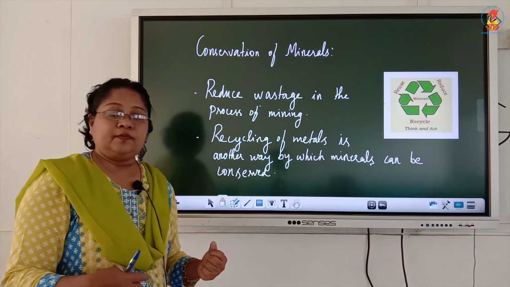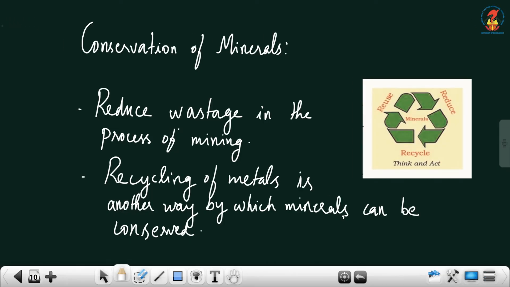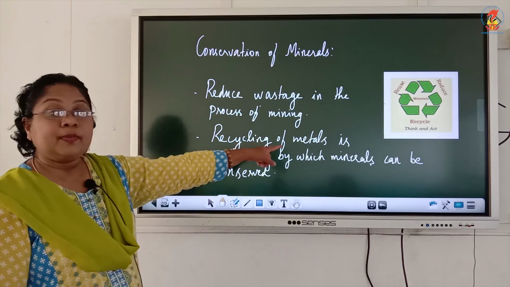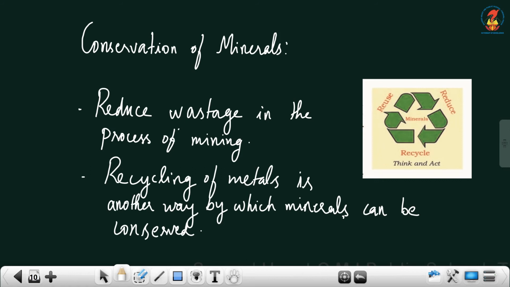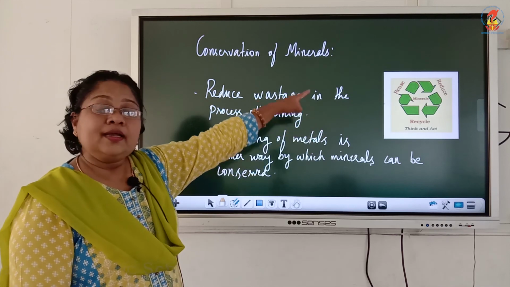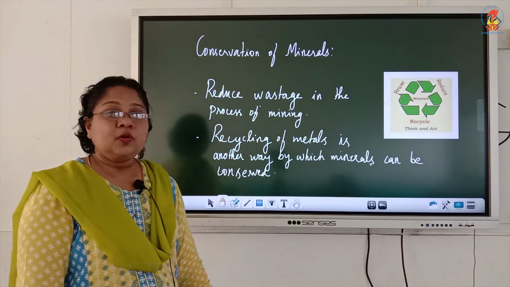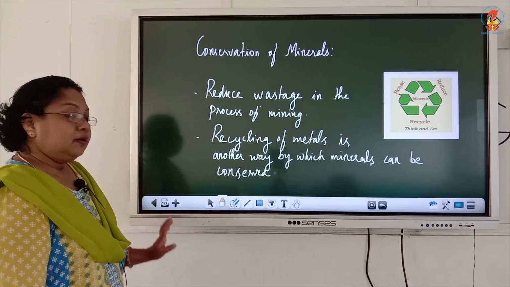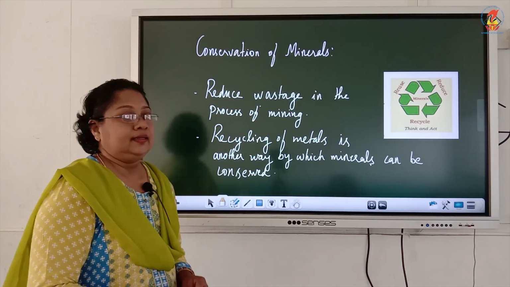And how can we conserve? We can conserve by avoiding wastage during mining. While the mining process is going on, so much mineral is wasted, so that can be controlled. Then we can recycle metal, and we can conserve. There are innumerable ways of conserving minerals. A recently developed thought is that we have to reduce use, recycle and reuse. That is the best way to conserve minerals. So, this is all about the topic of minerals. Okay. So, read the lesson and learn the concept.